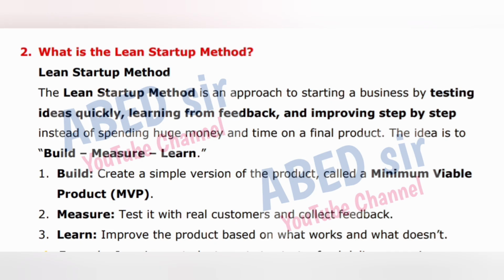1. Build, create a simple version of the product, called a minimum viable product, MVP. 2. Measure, test it with real customers and collect feedback. 3. Learn, improve the product based on what works and what doesn't.